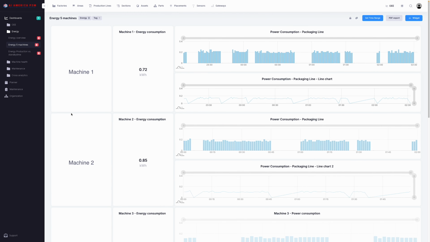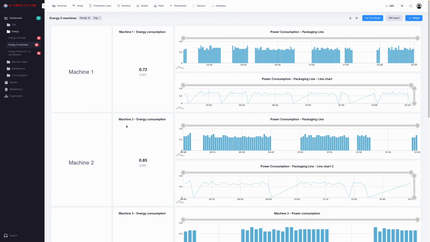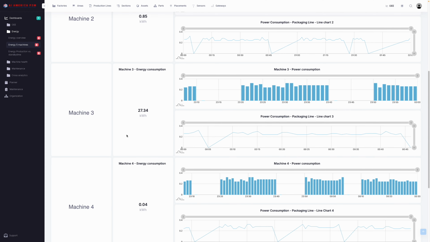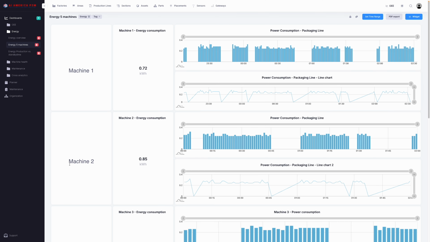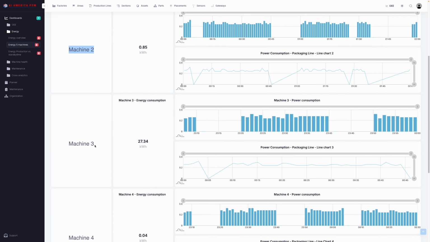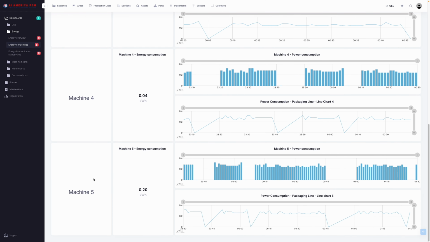Next, we're going to be talking about energy in 5 machines. This is the same concept, but instead of seeing just one machine, here we see 5 machines at the same time. As you can see, Machine 1, and you can also see the energy consumption for that specific machine. On the right, we have the graph, and below that, we can also see the line chart in the packaging line for the power consumption. And the same concept goes with every other machine, as you see here right now: Machine 2, Machine 3, Machine 4, and Machine 5.